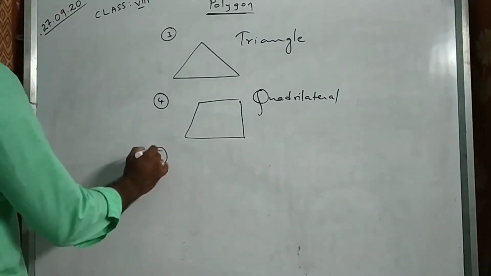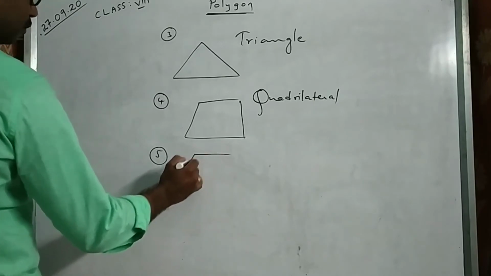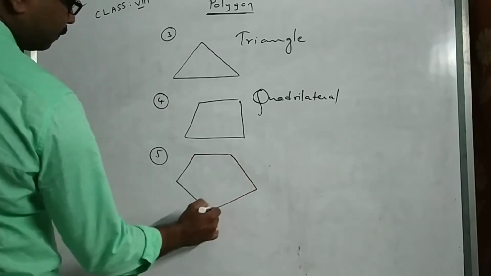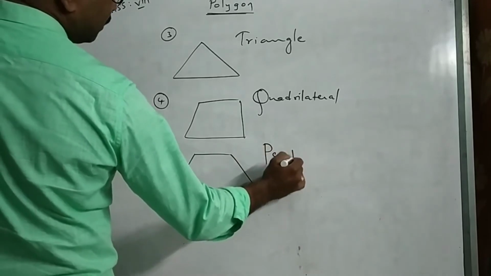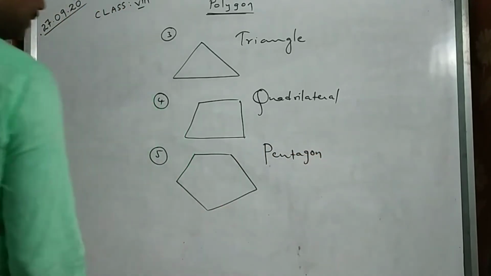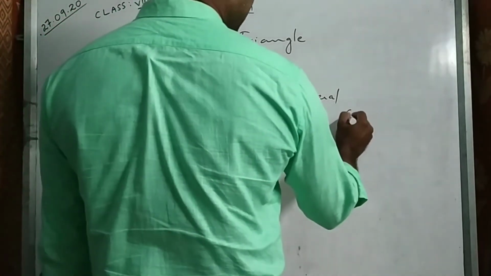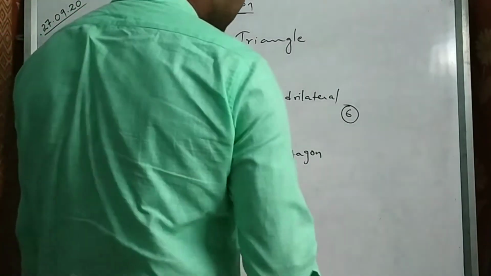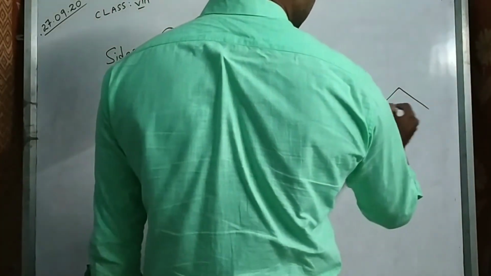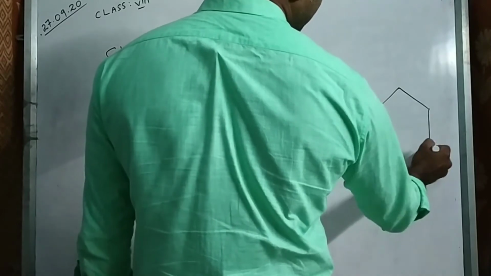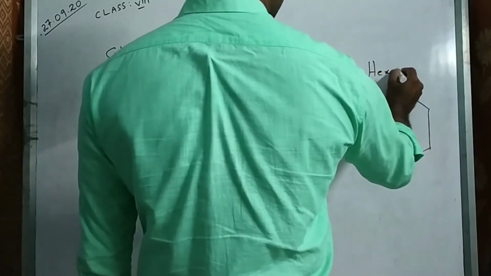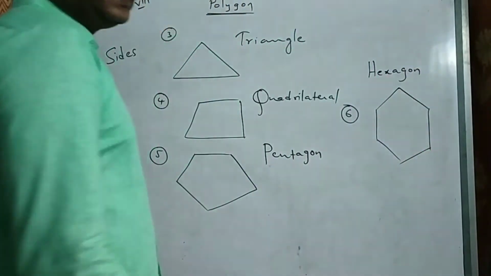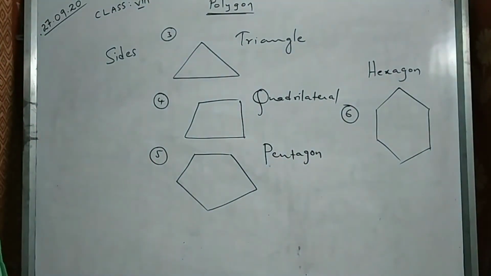If there are 5 sides, what do you call it? 1, 2, 3, 4, 5. It is pentagon. If there are 6 sides, line segments are called sides. If there are 6 sides, what do you call it? 1, 2, 3, 4, 5, 6. That is called hexagon. Similarly, 7 means septagon, 8 means octagon, nonagon, decagon. Like that, polygons are formed.